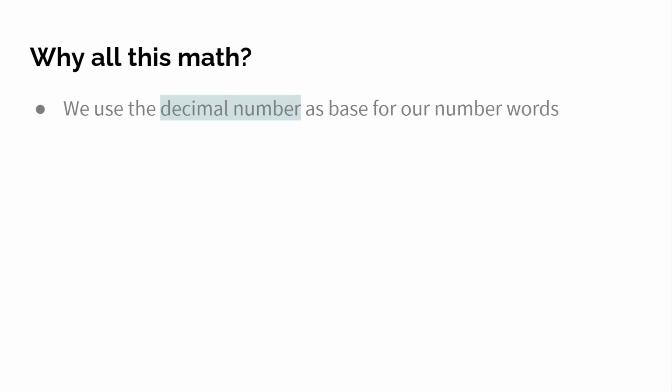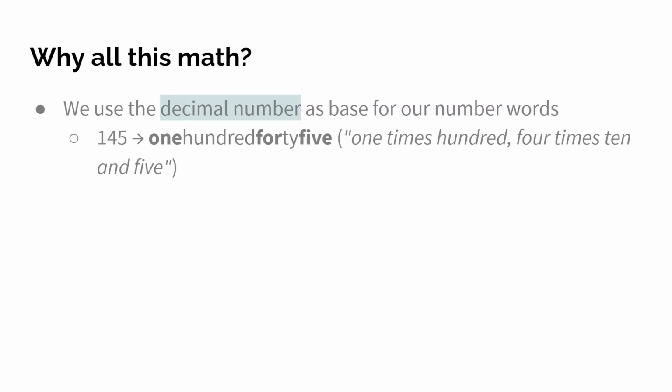Now you might be thinking, why am I doing all this nonsense? Why do we need math for this? For that, let's look again at English first and at the decimal system. We use decimal numbers as the base for our number words. So for example, let's look at 145. I mean, the word already says it all. 100, because we have the digit 1 at the place for hundreds. 40, because we have the 4 at the place for the tens. And 5, because we have the 5 at the end, the digit place that is worth 1. So basically we say 1 times 100, 4 times 10, and 5.